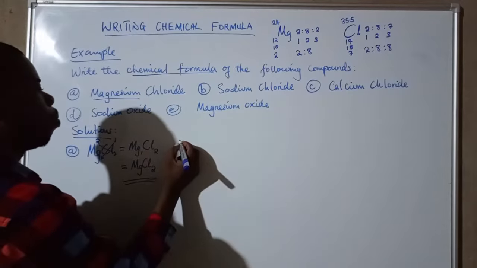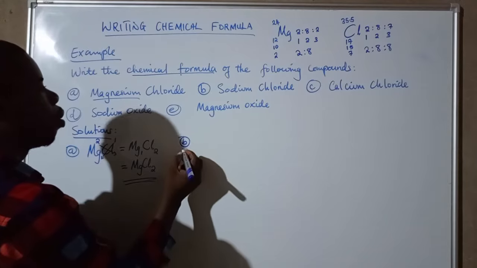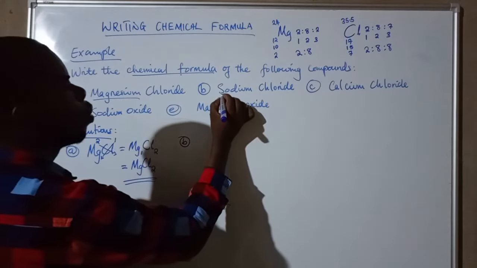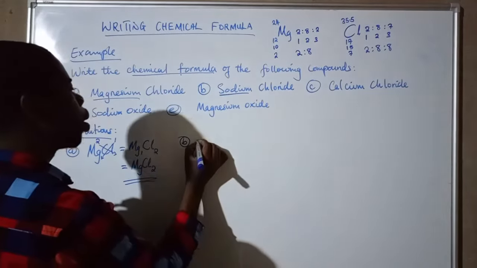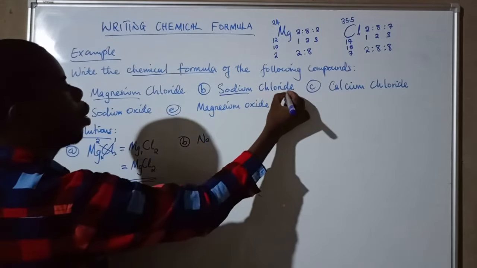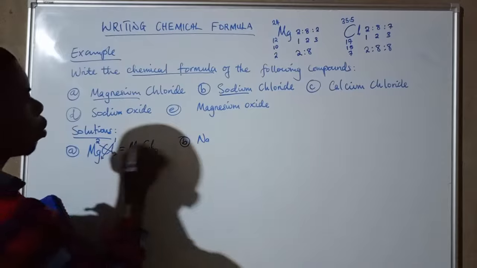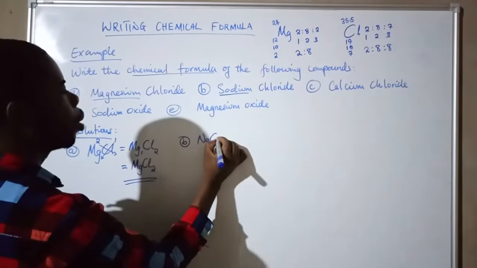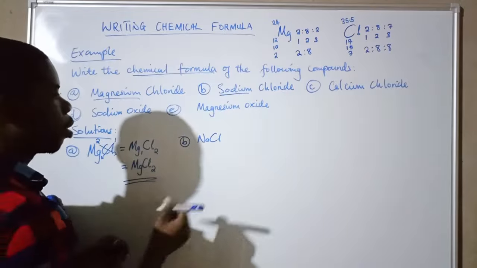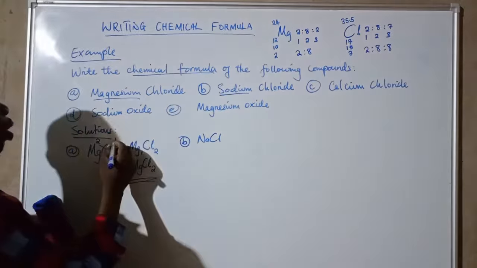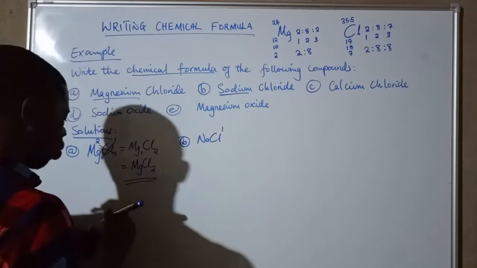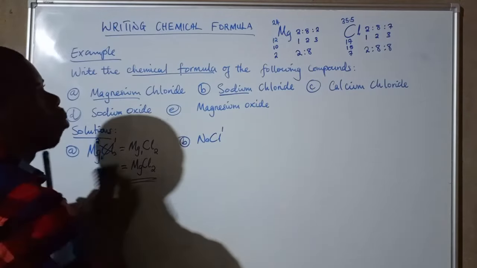B, we have sodium chloride. So again, the symbol for sodium on the periodic table is capital N, small letter a. Then chlorine, we have already written Cl. I said it is capital C, small letter l. Now, we need to know the valence. Of course, the valence for chlorine is now 1. So put 1 there.